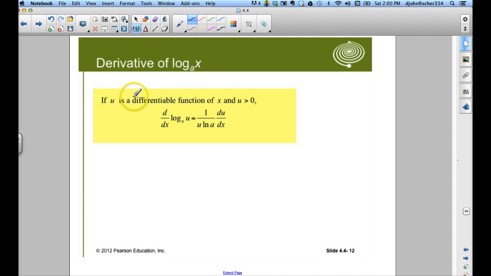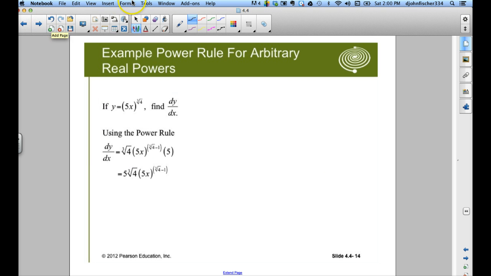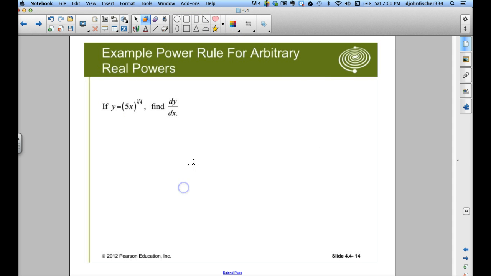Now, if u is a differentiable function of x and u is greater than 0, the derivative of log base a of u is equal to 1 over u ln of a times du/dx. And then the power rule. So let's block this off. I don't know why I didn't get these blocked off the first time, but let's look at these again. Let's copy this one down. Let's say this is my rule.